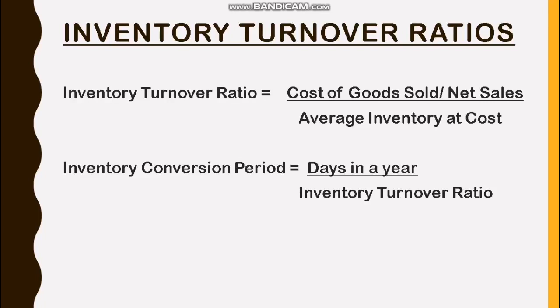Next, we can calculate the inventory turnover ratios. Inventory turnover ratio is equal to cost of goods sold or net sales upon average inventory at cost. Average inventory is opening inventory plus closing inventory divided by 2. Second is the inventory conversion period, that is total number of days in a year divided by inventory turnover ratio, which we have calculated above.